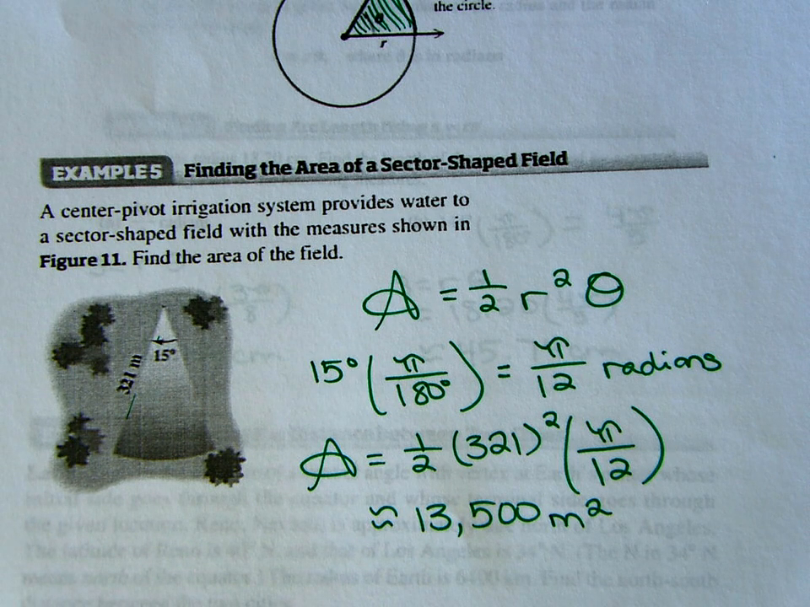So the big thing to remember is that regardless of if we're finding the arc length or we're finding the area of a sector, all of our thetas have to be in radians. And if they're not given to you in radians, you do need to convert over to radians. And the longer you can keep it in terms of pi, the more accurate your answer is going to be in the long run.